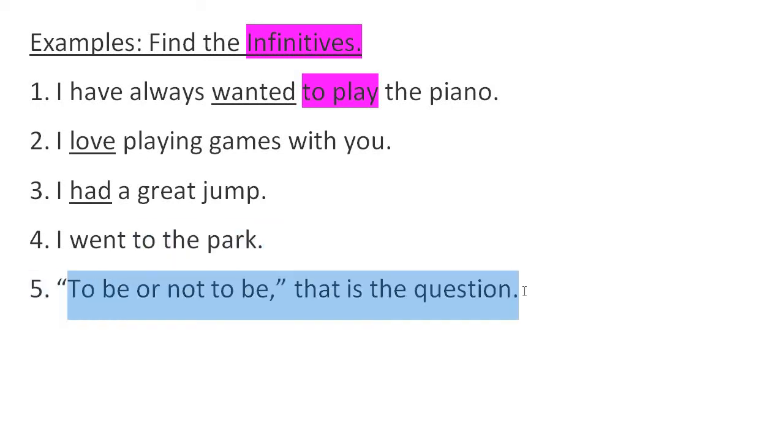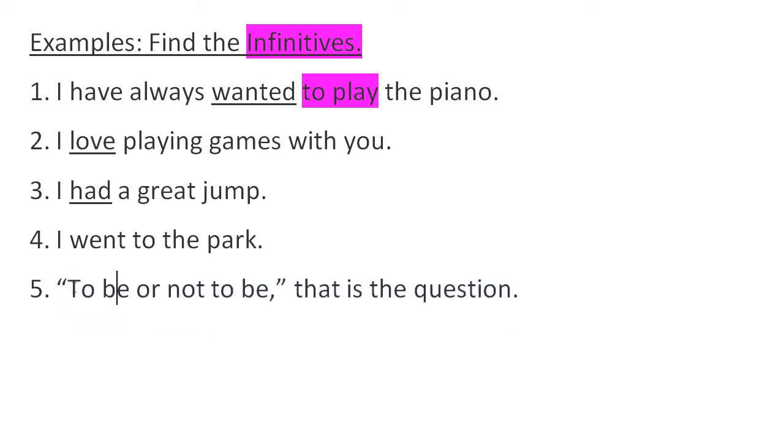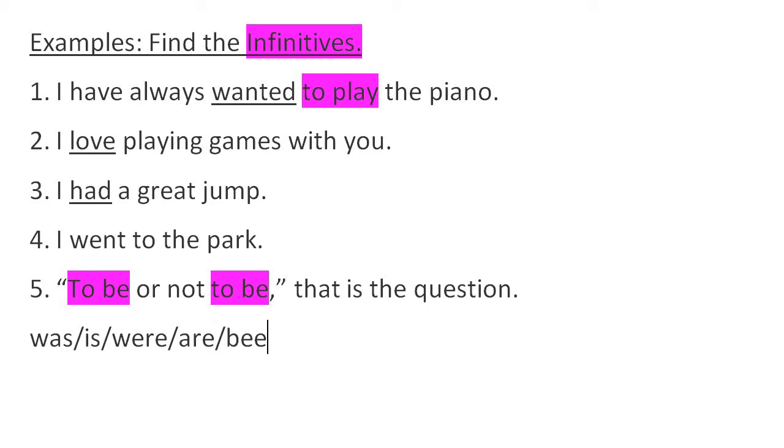Okay, last one. To be or not to be? That is the question. Right, this one has two infinitives, and they're both the same, to be. So it's actually good that we're on that one because it has a lot of forms it can take. Because how do I use to be? To be can change to was, can change to is, it can change to were, it can change to are, all these, and you can change to been, okay?